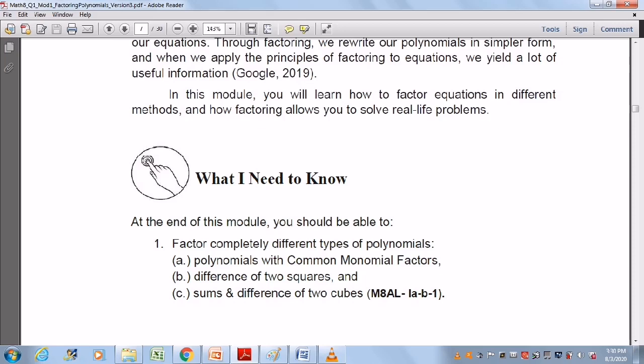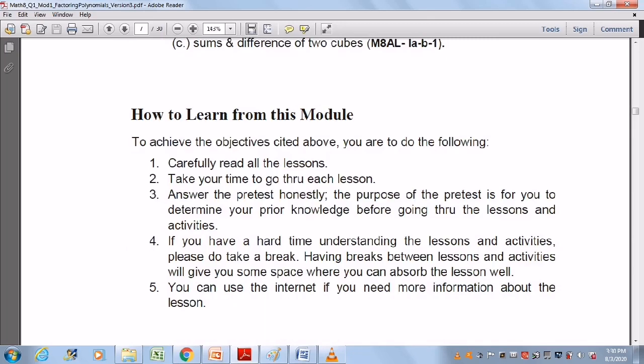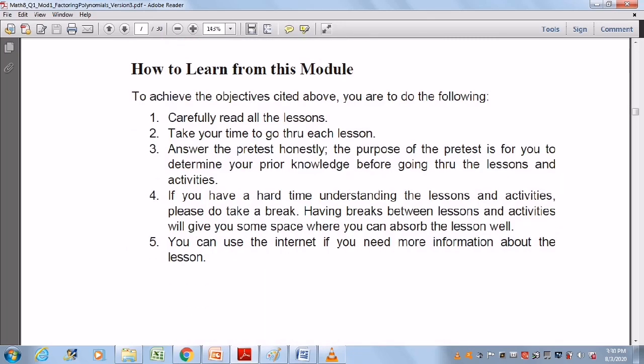Tapos, kailangan din i-include dito yung learning codes from the curriculum guide prescribed by the Department of Education. Ayan, so ito yung kanyang learning codes at ito yung kailangang malaman ng mga students at the end of the module. And then, how to learn from this module, nakalagay dito, to achieve the objectives cited above, you are to do the following. Ito daw yung mga kailangan gawin.